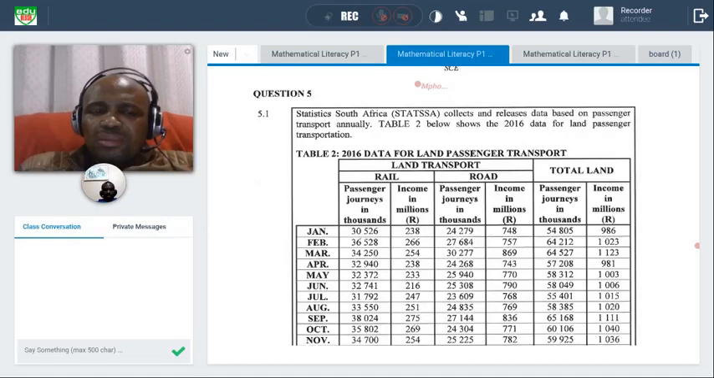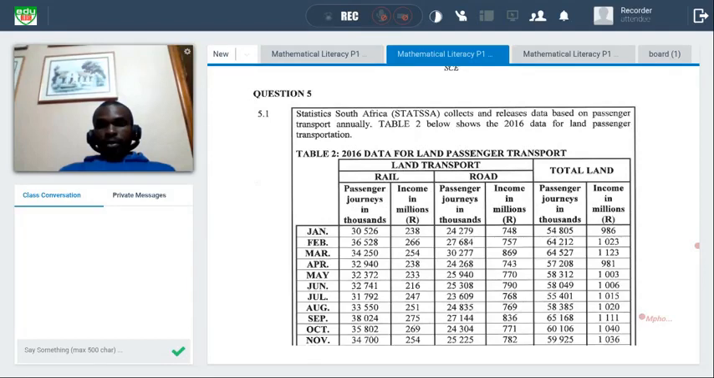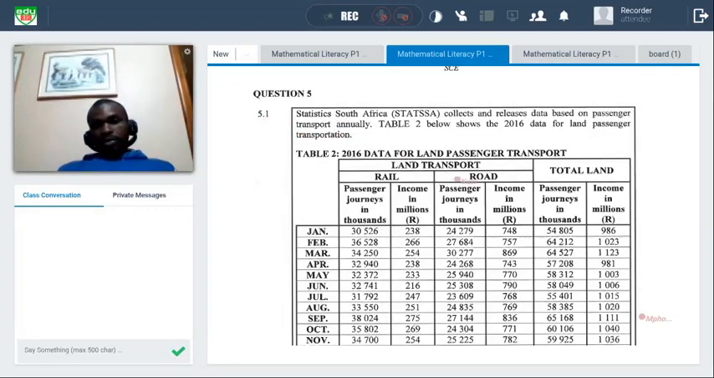Okay, so welcome back to Mathematical Literacy Paper 2, June 2018. We are left with one more question to finish up the question paper. I believe so far you've learned one or two things that will guide you in your examination. Question 5.1 is mainly on statistics. It's guiding you on how to answer questions regarding statistics.